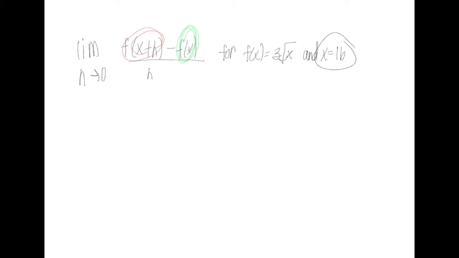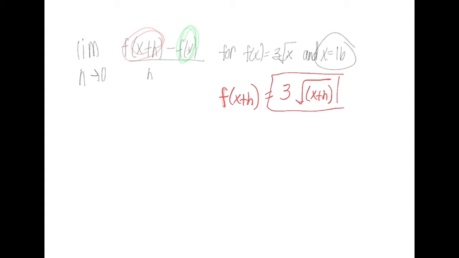plus h is. So off to the side, I'm going to say f of something is 3 times the square root of something. And the something in this case is x plus h. Now, sometimes I need to simplify f of x plus h, but in this case, it doesn't really simplify. So now I'm good to go with f of x plus h because I have that right here. I'm ready to evaluate the limit.